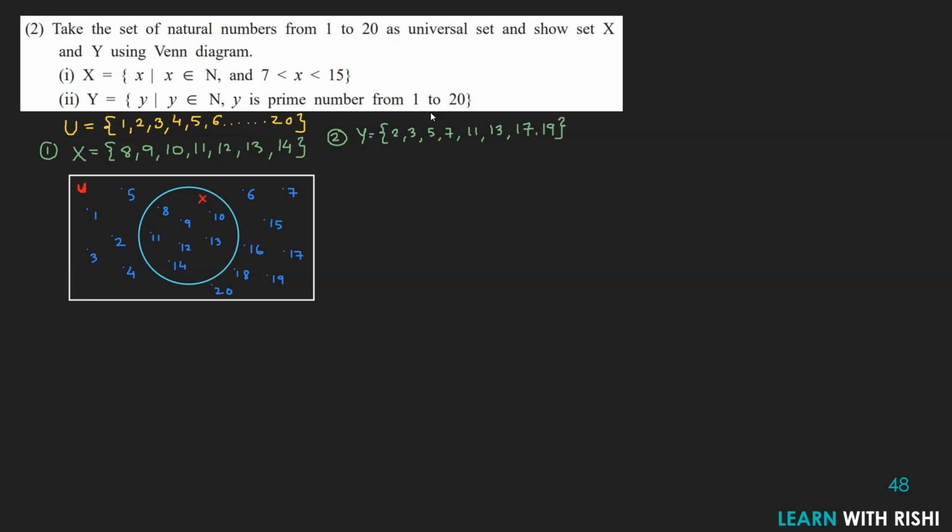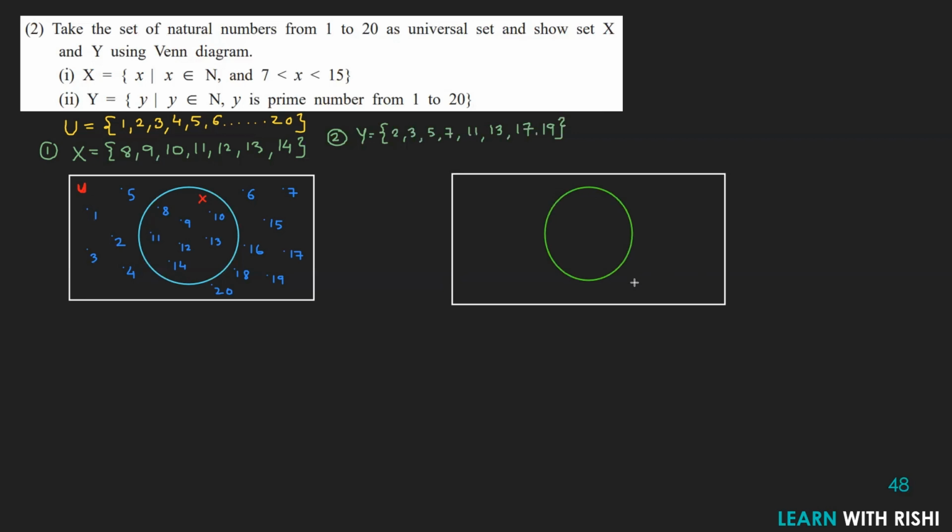Now we have to again draw a Venn diagram. So again, I will draw a rectangle for the universal set. Our universal set is the same for both questions. So this is a rectangle and a circle for set Y. So this is our universal set and this is set Y.